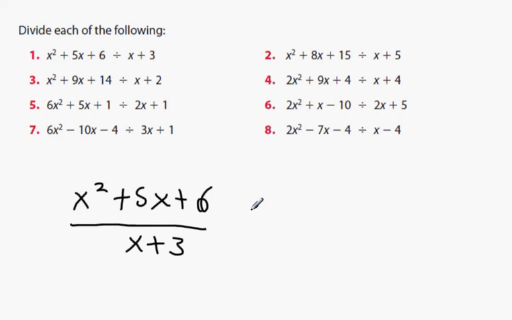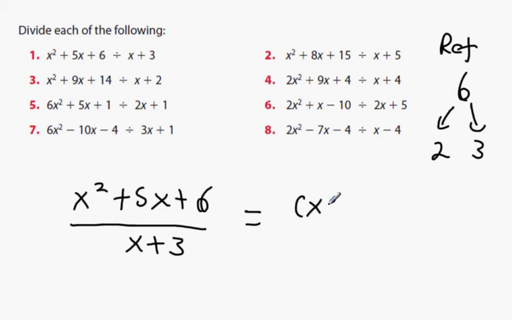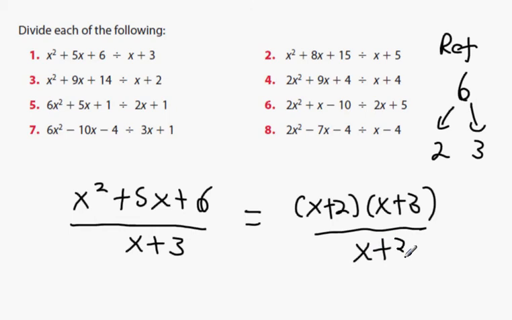We factorise the top. Now, what happens when we factorise x squared plus 5x plus 6? What happens when you break up 6 into its two factors? 2 and 3. You end up with x plus 2, x plus 3, divided by x plus 3. What's the answer to this question? x plus 2. That's method number 1, the method you already know.